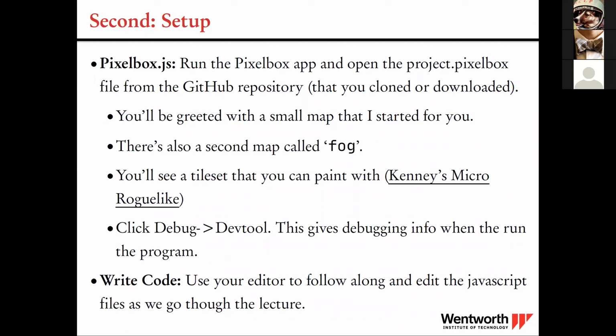Setup-wise, once you have the Pixelbox app running, you can navigate to the directory you downloaded from GitHub, and you can open the project.pixelbox file. That's going to open the whole project for you. Again, that includes a sprite sheet and stuff like that. So this is the file you're looking for when you go to open the actual project itself. And I'm going to flip over to the project in just a second.